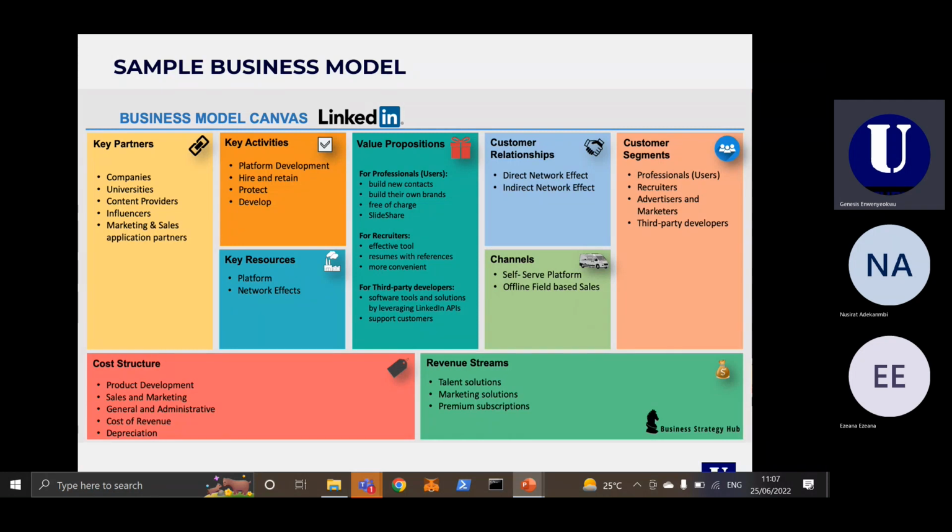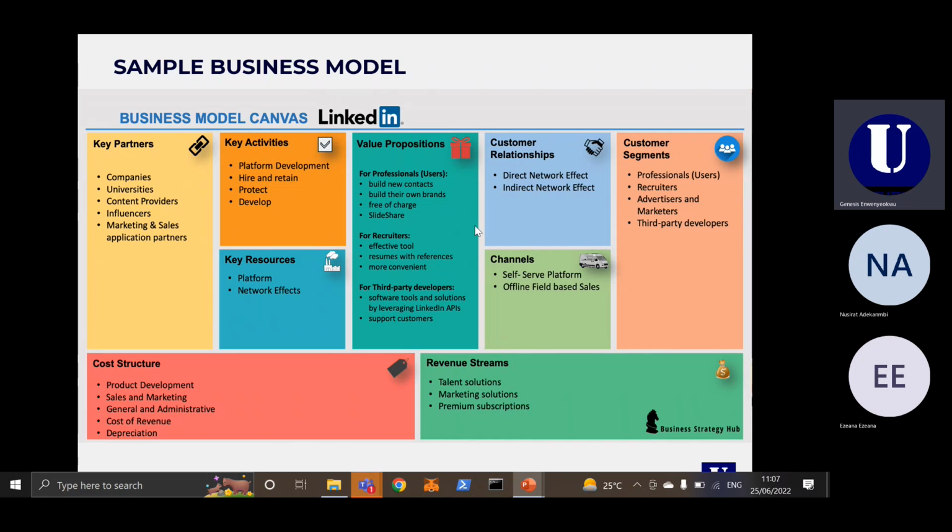So I can set up a job ad on LinkedIn, and I give LinkedIn the instruction to let people apply. But when a candidate applies, help me do a first level sorting of that candidate. That means if the candidate does not meet these criteria, don't show that candidate to me to review. So you have that effective tool to review and make decisions about candidates you are recruiting. Then for third-party developers, providing them with APIs for integration and supporting the customers.